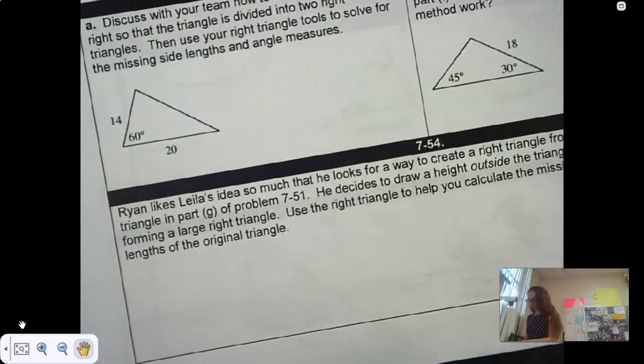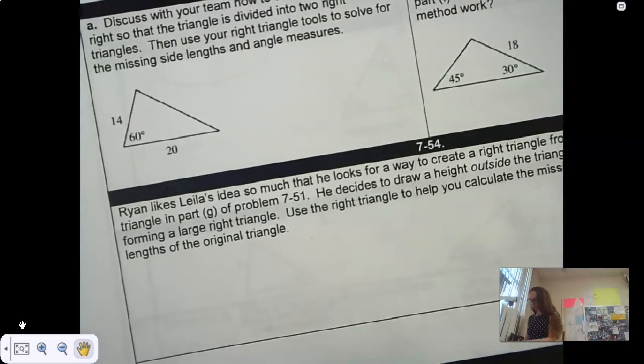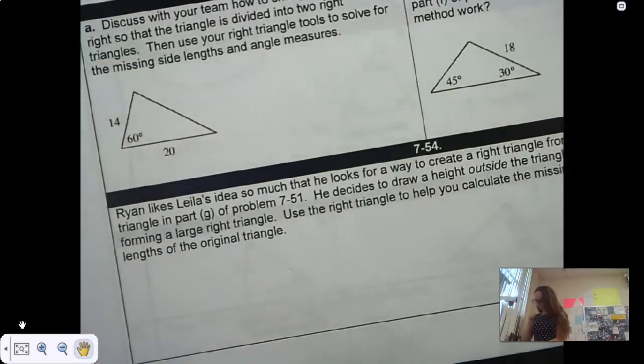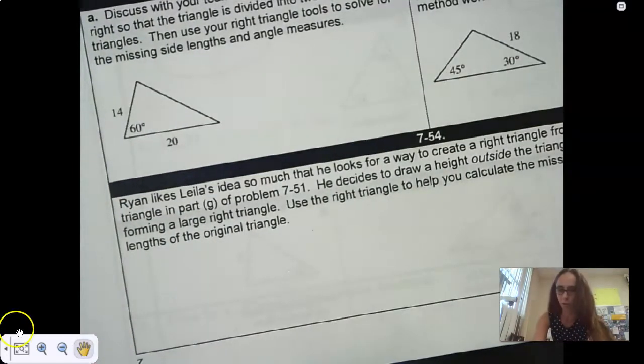So now discuss with your team how to change it so the right, you know what, I don't want to do that. Hold on, I'm going to pause and figure out the direction I want to go here.